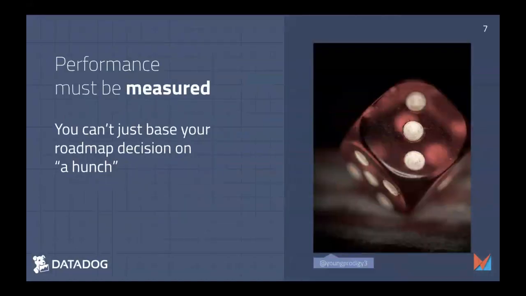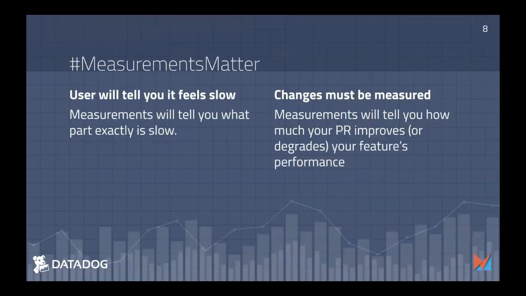The good thing is that your performance can be measured, and it should be measured. Whenever you want to improve the performance of your application, you can't just do it on a hunch. You need to know what you're working with. Your users are going to tell you whenever your application is not performant enough. You're going to get low ratings, you're going to get comments, you're going to get people on Twitter saying, oh, this app feels slow. And this is exactly what your users should tell you. They need to tell you if the application feels slow. But the measurements are going to tell you what part is exactly slow. And your users can't tell you that.